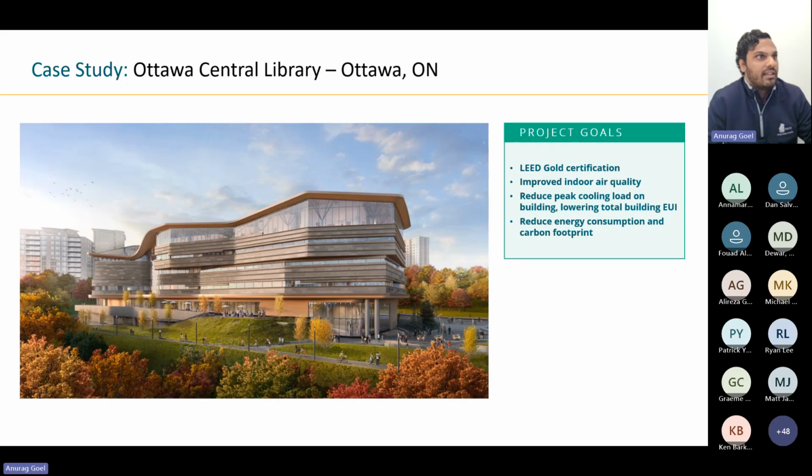This project was targeting LEED Gold certification. It was also targeting enhanced levels of indoor air quality, going beyond code minimum requirements. And it was also targeting peak load reduction for cooling to help drive some CapEx savings across the HVAC systems. And of course, it was targeting reduced energy consumption as well.